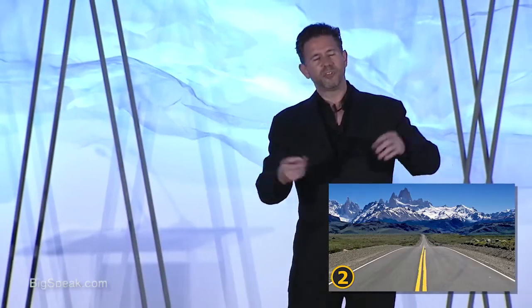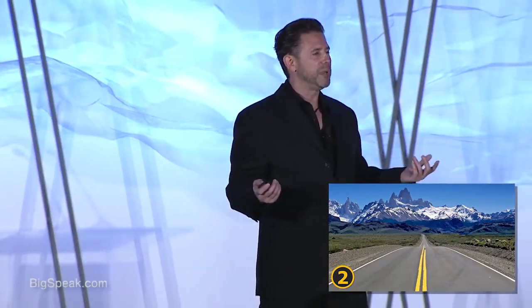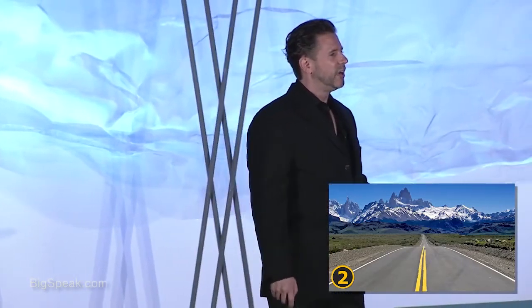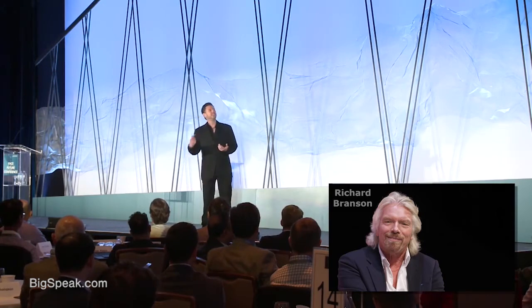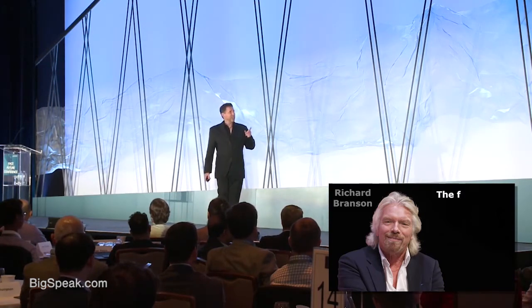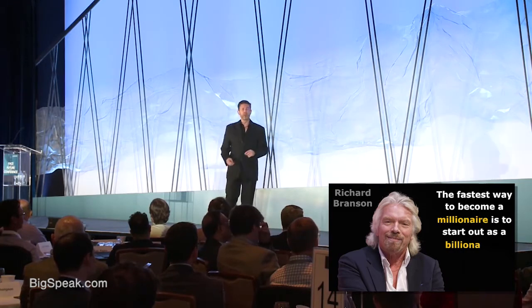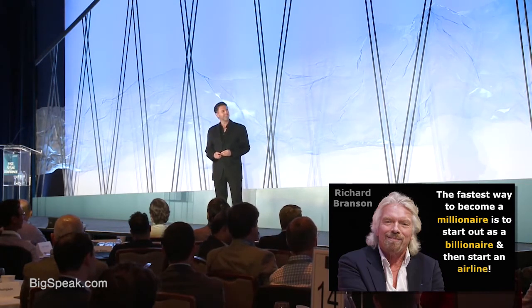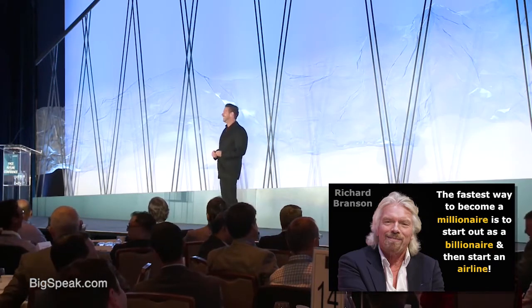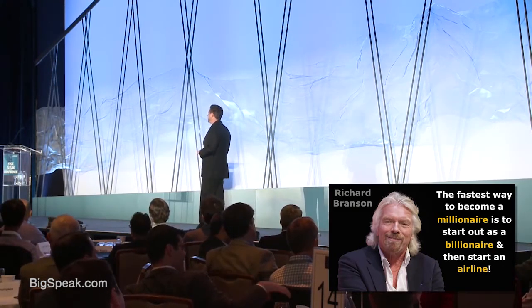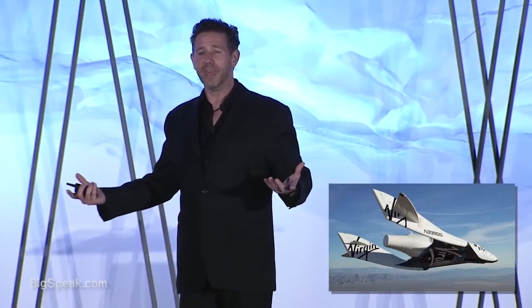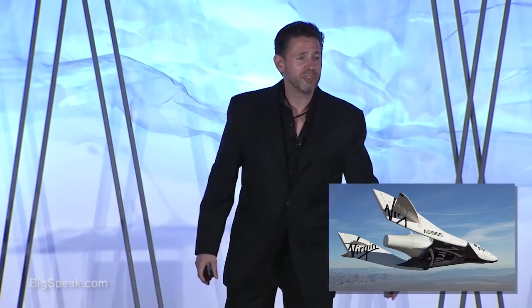Of course there are famous people, we've all heard a thousand stories, who are basically poster children for this type of thinking. Richard Branson is kind of a classic example. I really do love quotes, and of course he's got a thousand of them. This is one of my favorites: the fastest way to become a millionaire is to start out as a billionaire and then start an airline. Genius. But anyway, he started Virgin Galactic. How much bigger are you going to get than that? Any competition? Not much.